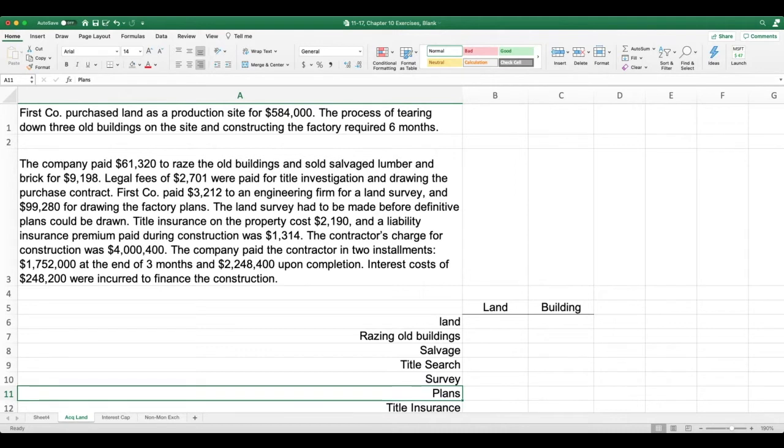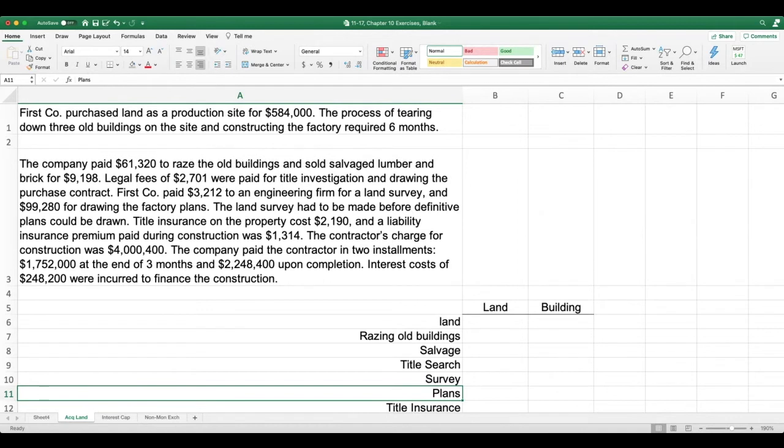Legal fees of $2,700 were paid for title investigation and drawing the purchase contract. They paid $3,200 to an engineering firm for a land survey and $99,000 for drawing the factory plans. The land survey had to be made before definitive plans could be drawn, so the survey was associated with the drawing of the plans, not the purchase of the land. That is important. Title insurance on the property cost $2,100.